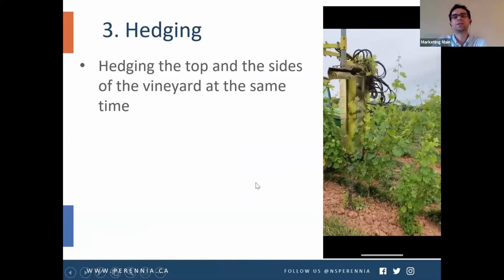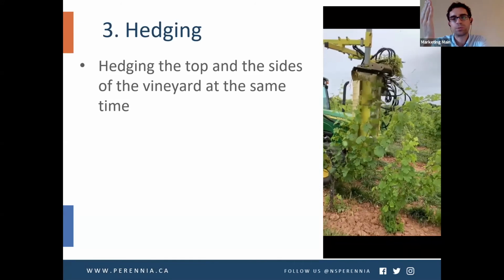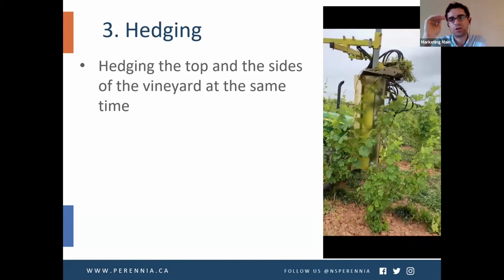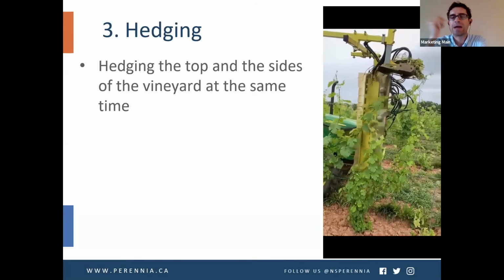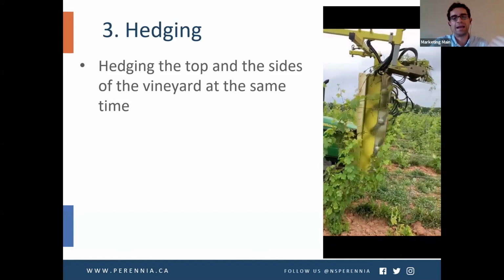So here, again in slow motion, we have this section, so we can see very well how the machine is working, cutting on the top of the canopy and also the side. So to have a very nice wall of canopy and allow the good penetration of fungicides and have very good aeration.